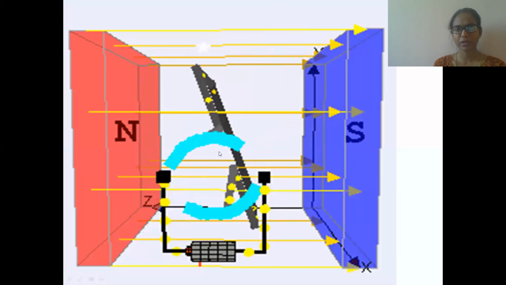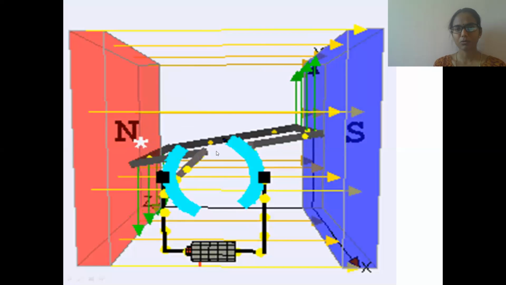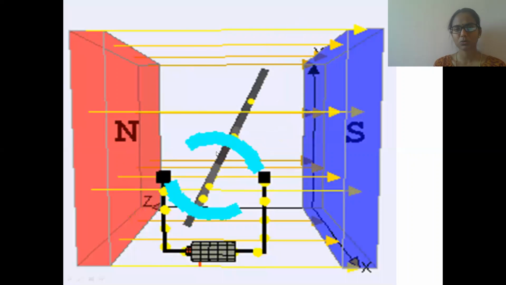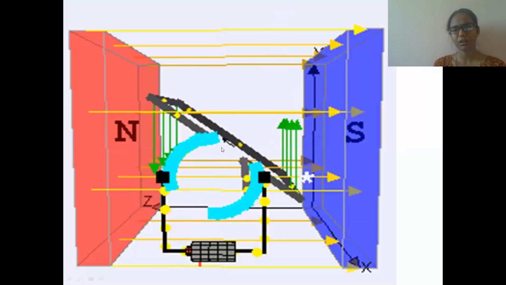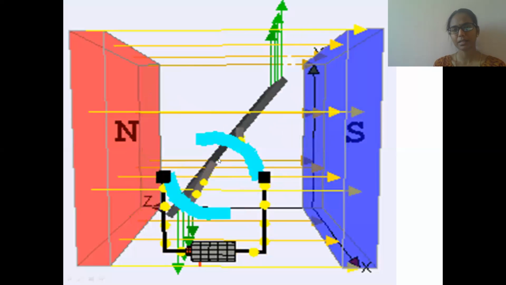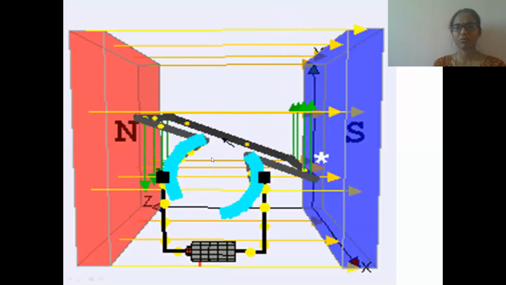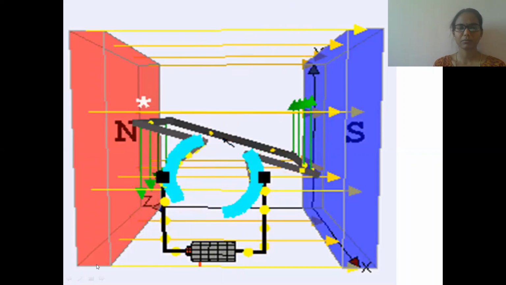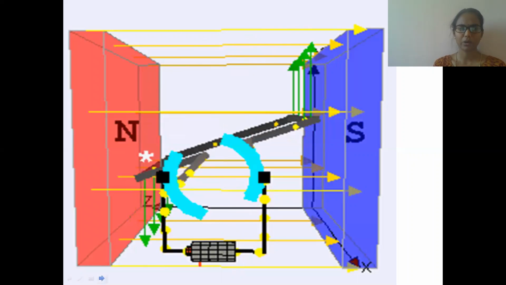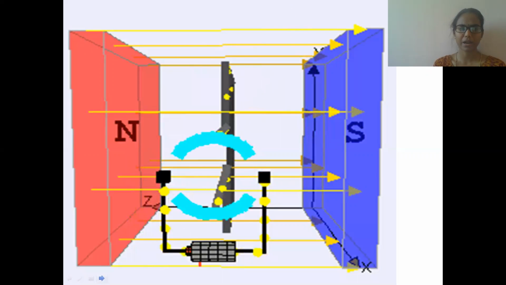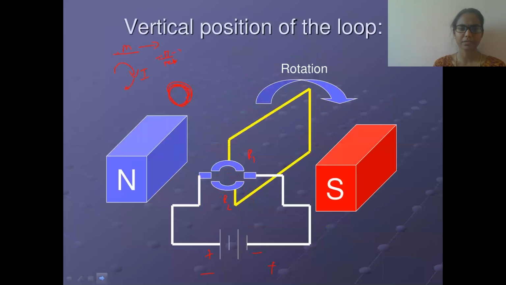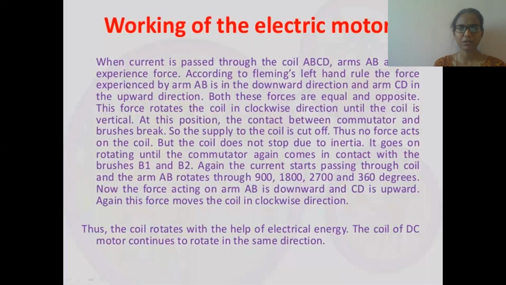When it comes to half rotation, the contact is going to break. Even when the contact breaks, because of its inertia of motion, it continues in the same direction and comes into contact again and rotates. This is the way we observe the rotation of the motion taking place. The principle is that Fleming's left hand rule is applied to find directions here. I hope this is clear. Now read the working once.